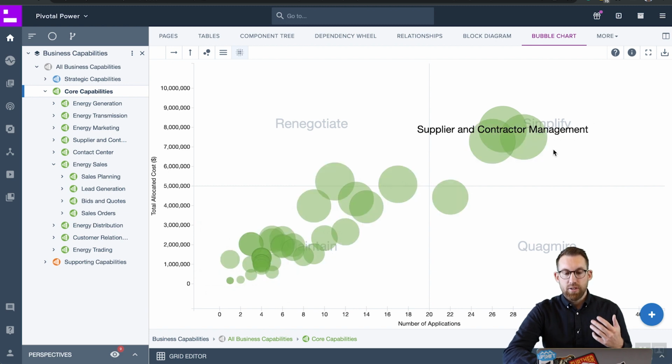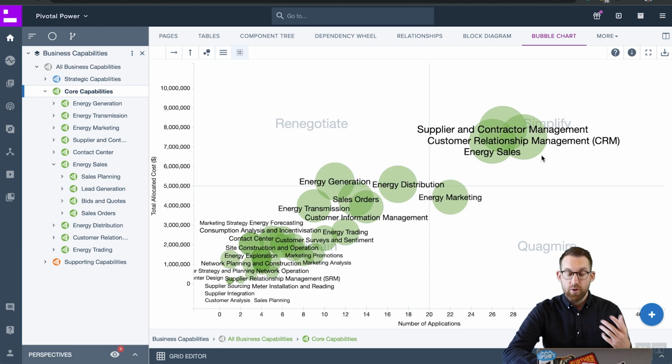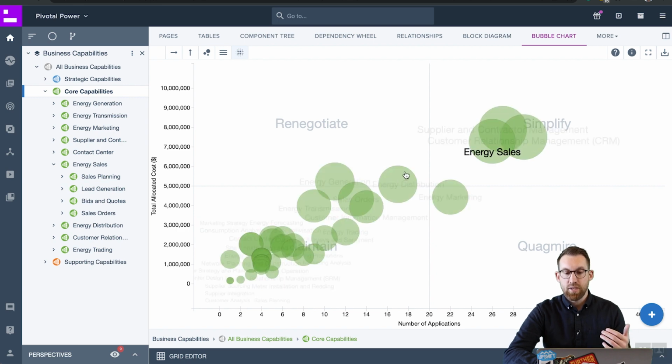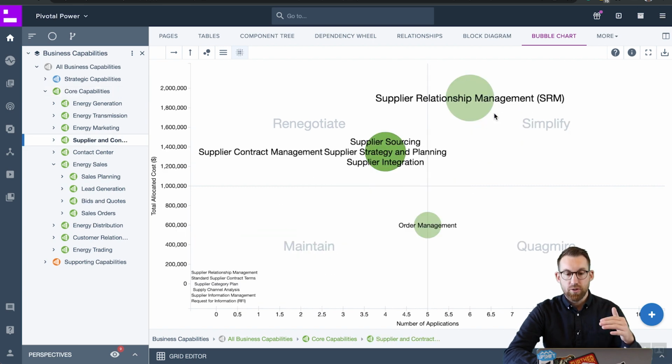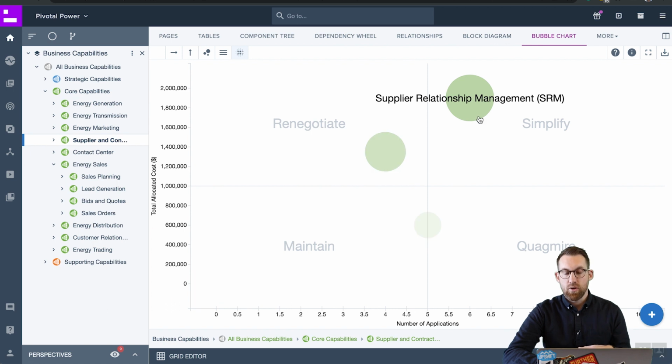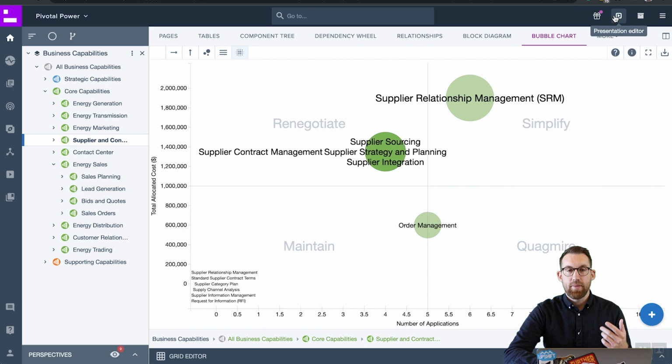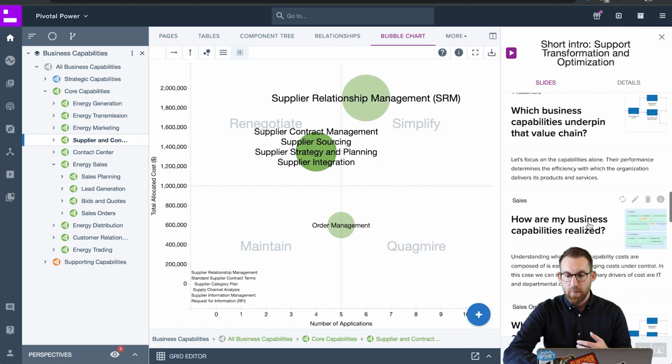The great thing about Ardoq's flexibility is it allows you to model any of these attributes into one overview and utilize them in any of our visualizations. So here we see the cost on one axis and the number of applications underpinning each of these capabilities. We can actually double click and drill down and see which of our sub-capabilities or lower level capabilities are actually quite complex and quite costly. And again, that could be a target for optimization.